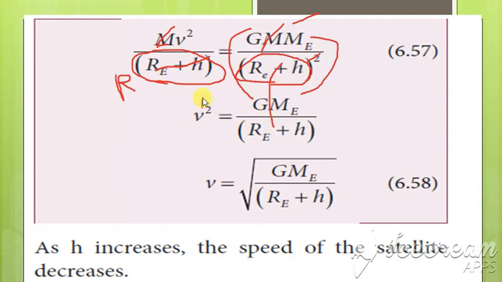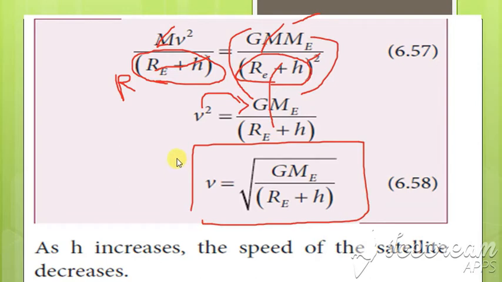And v is equal to what? This becomes the root of it. So v is equal to the root of G Me divided by Re plus h. This value is very important; even for later questions we'll be using this. So v square is equal to G Me divided by Re plus h, and also v is equal to the root of G Me divided by Re plus h.